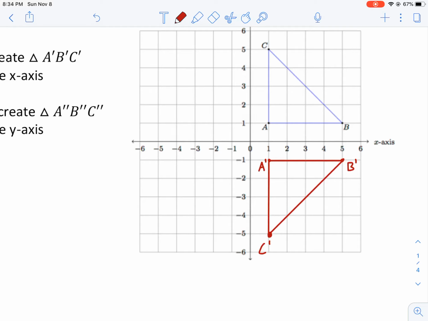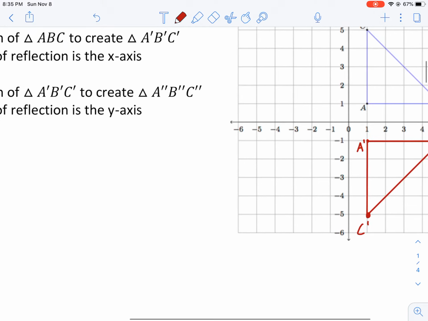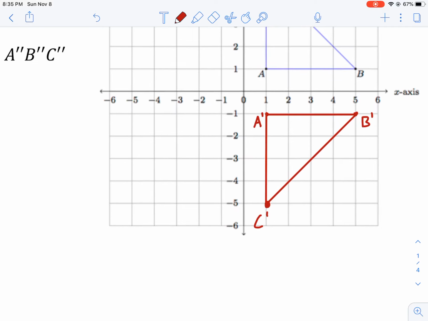It doesn't look the exact same. It's oriented differently, but it is a rigid motion, so your triangles should be congruent to each other. So that's the x-axis. We can do kind of the same thing with the y-axis. We're actually going to go A prime, B prime, C prime, and turn that into A double prime, B double prime, C double prime. So again, we can do the same thing.